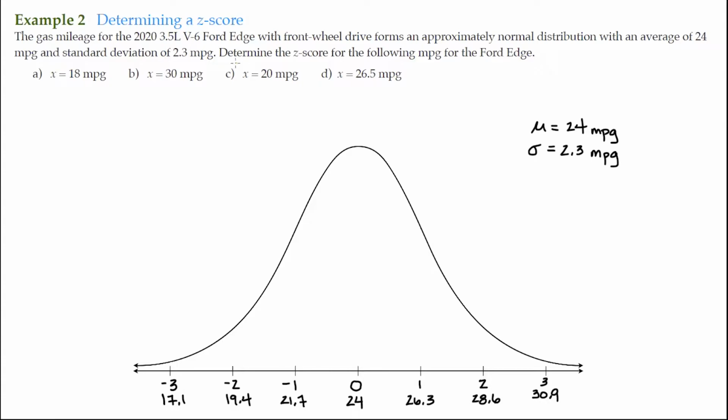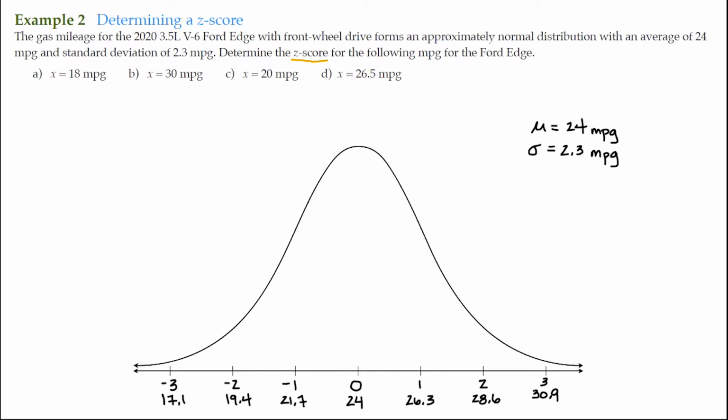Now it says determine the z-score for the following miles per gallon for the Ford Edge. So that's what we're going to be determining, the z-score. And again, that's just a standardized distance that a particular observation lies from the mean. So you could see here for letter A, it says x is equal to 18 miles per gallon. And notice that it's labeled as x. Don't forget this is a number line, or more distinctly, it is an x-axis. So x is equal to 18 miles per gallon.